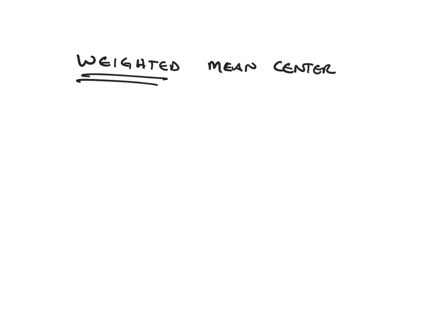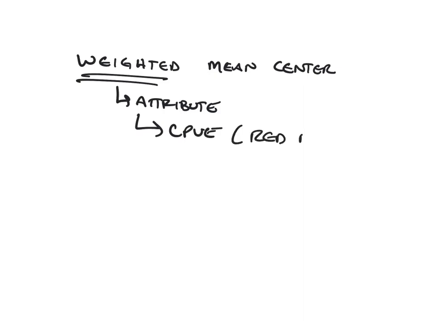We can also calculate what we call the weighted mean center. What we mean here is that we're going to weight the mean center by an attribute or some quantity, which in this case is going to be the CPUE, or the red dots. So the locations are the same, but now those individual locations will be weighted by that catch per unit effort value. So we're going to shift the position of the mean center toward where more flies were collected.